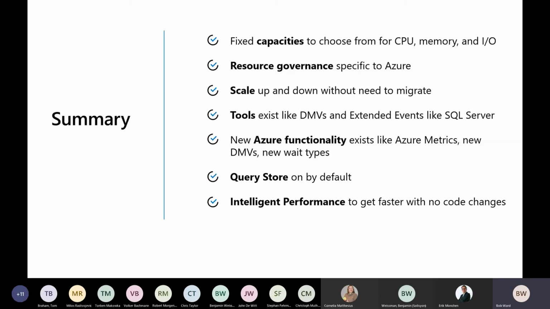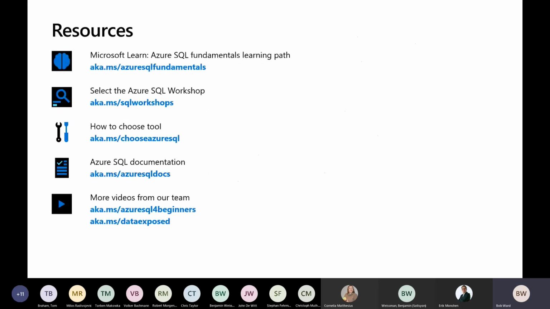Okay, we're about done today. I know that was very quick. You probably have a few questions here. This is kind of a summary of what we talked about today. It's just SQL Server. Remember, slightly different configuration, but a lot of the functionality available today in SQL is there in Azure SQL. And here's some great resources.